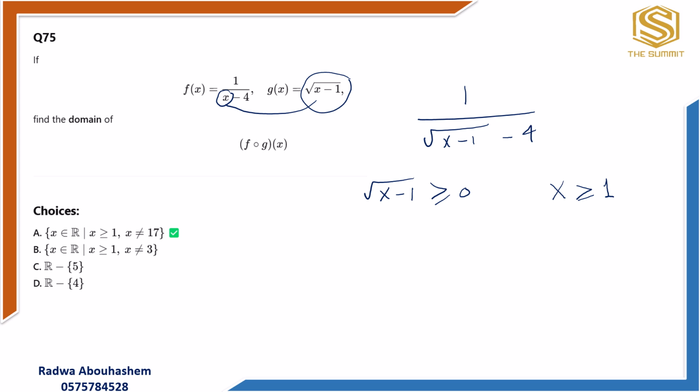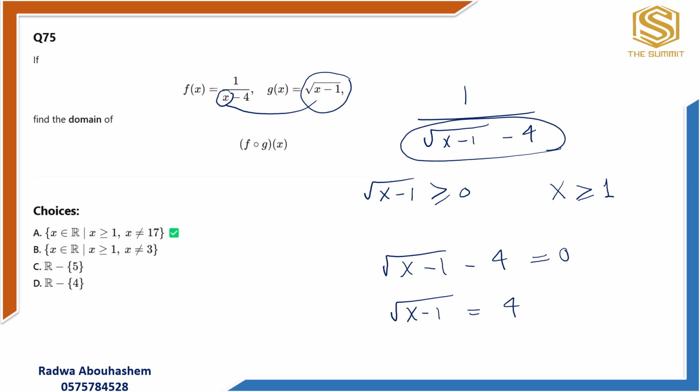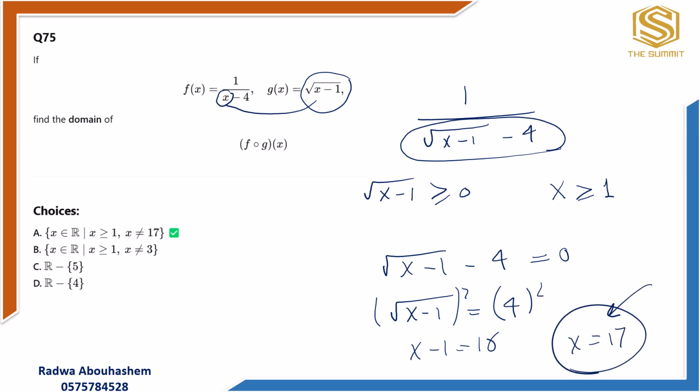But don't forget that we have it in the denominator. So this means that the whole denominator should not be equal to 0. So here, root x minus 1 minus 4 cannot be 0, right? So let me find the values that make the denominator equal to 0. So this one equals 4. Now, this means that x minus 1 equals 16. We squared both sides. So x equals 17. So I have to exclude this from the domain because this is what makes the denominator equal to 0. Exclude. So here, x is greater than or equal to 1, and x cannot be 17.